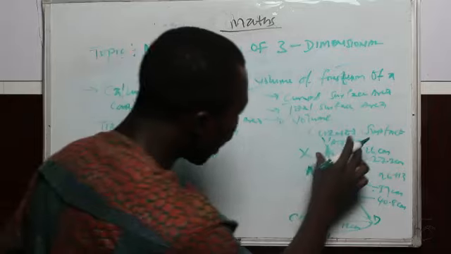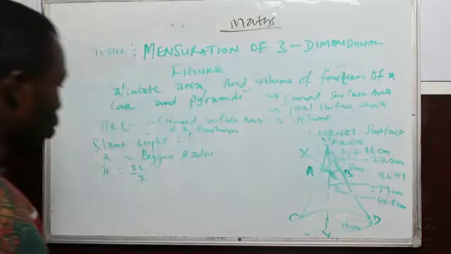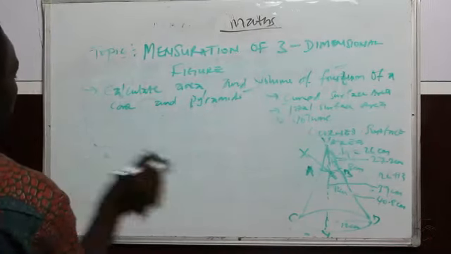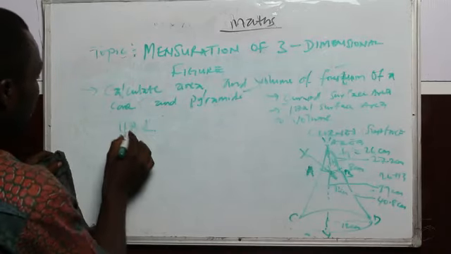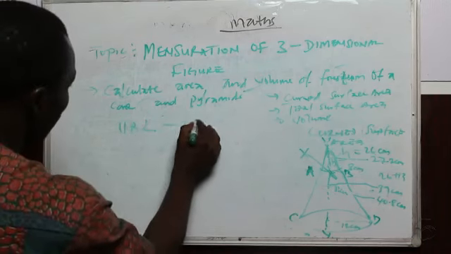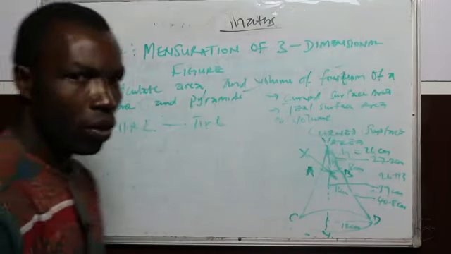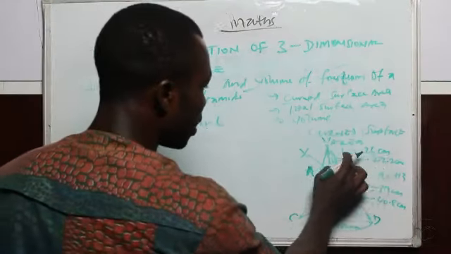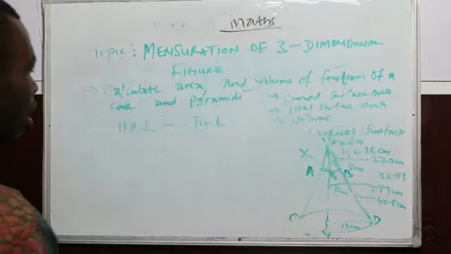Therefore, how do we now have the curved surface area of the frustum? It's by using this formula: pi RL for the bigger cone, minus pi RL for the smaller cone. And we've calculated their slant heights, which is here. Therefore, let us substitute our values.